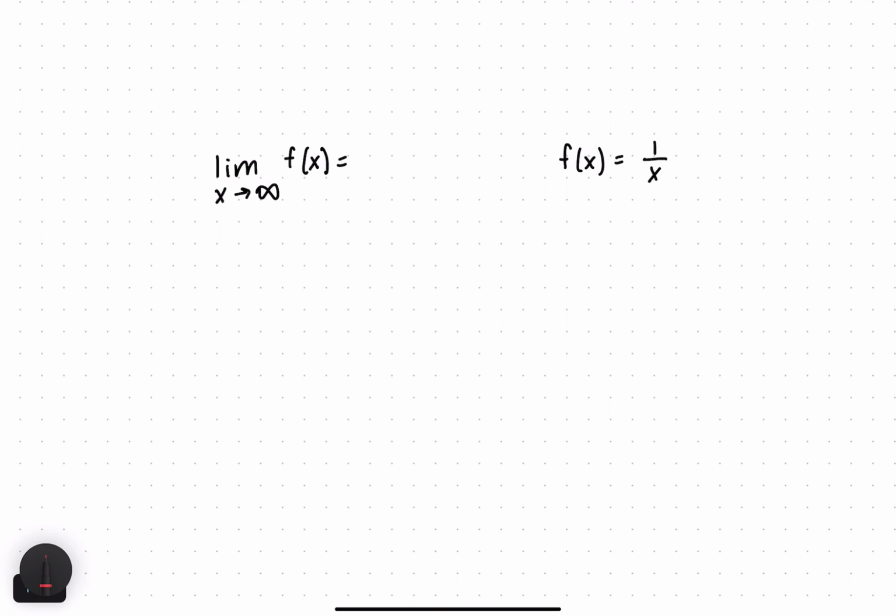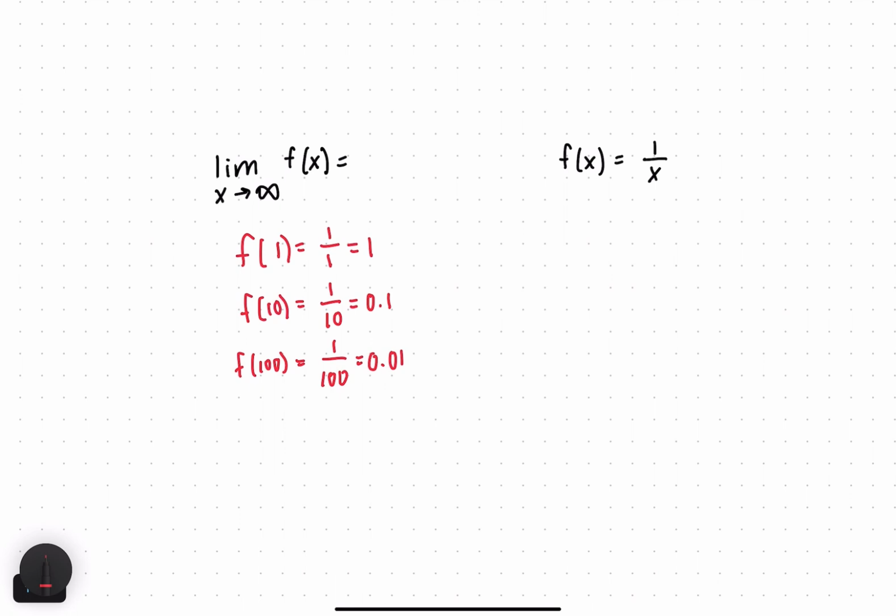When x is equal to 1, f of 1 would be equal to 1 over 1. So just 1. Now if x is equal to 10, we'd have 1 over 10, which is equal to 0.1. Now if x is equal to 100, we'd have 1 over 100, which is equal to 0.01. And this pattern would continue.